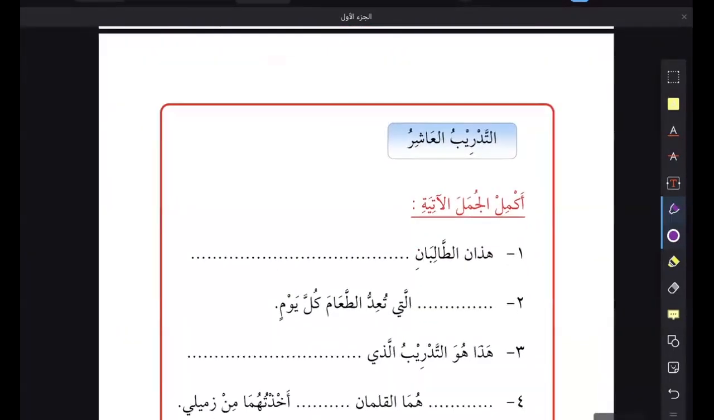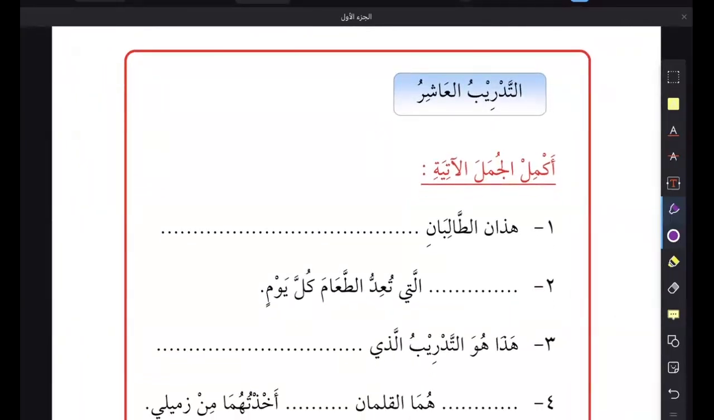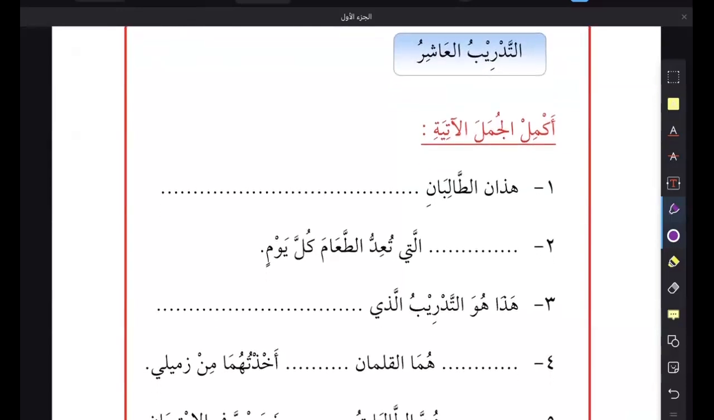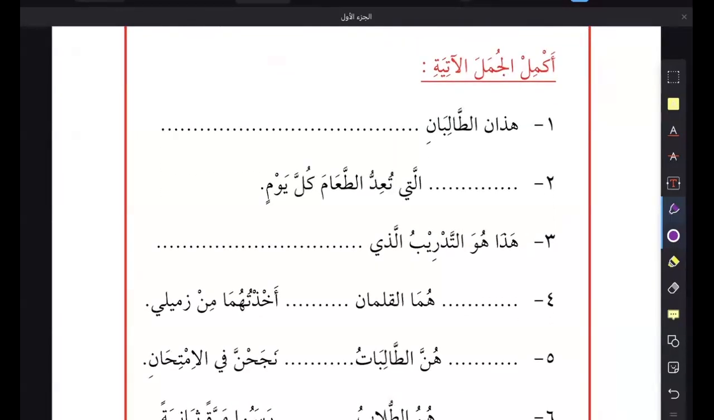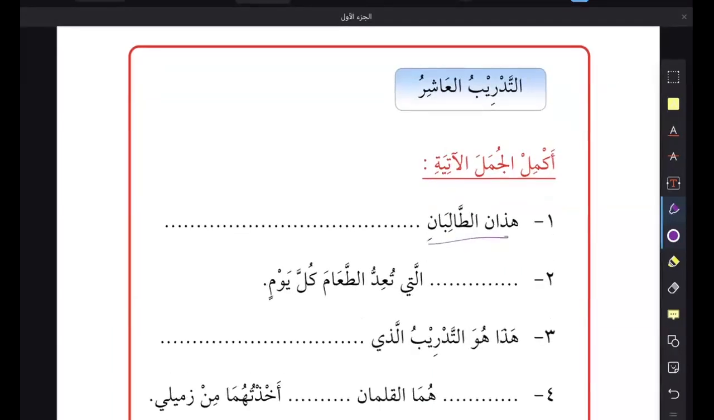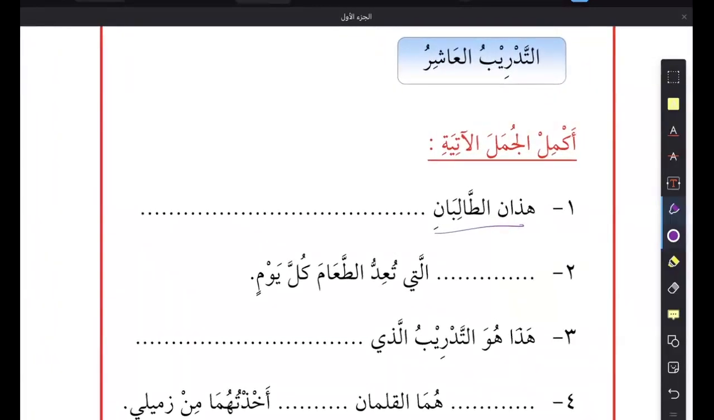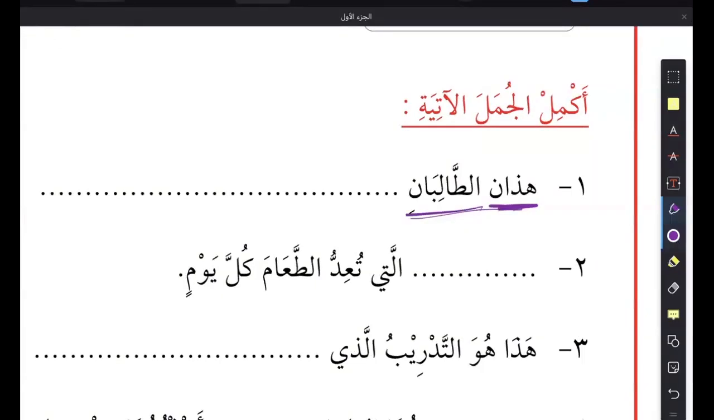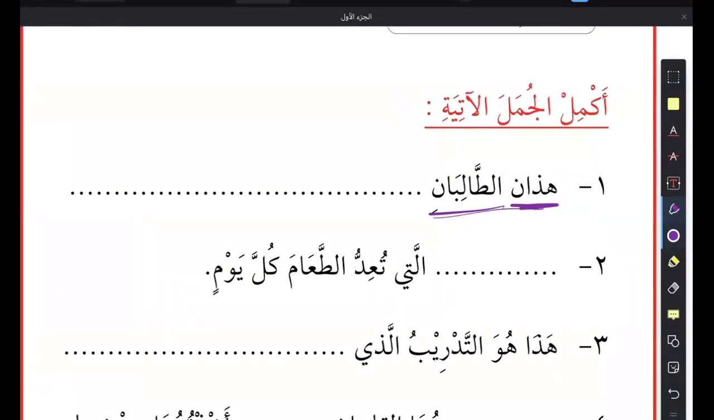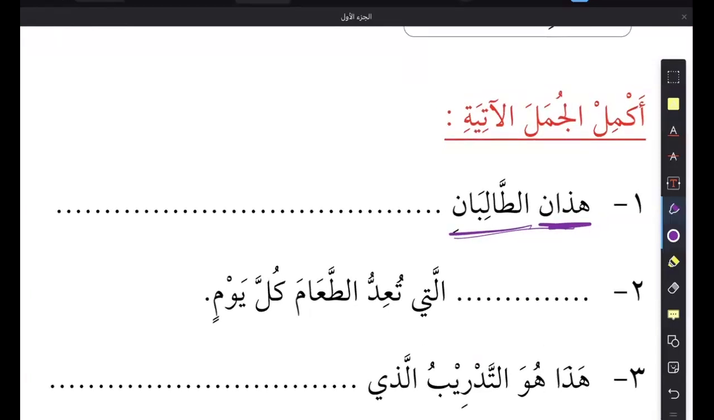Now, then we have at-tadrib al-ashir, the 10th exercise. Akmil al-jumal al-atiya. Complete the following sentences. هذان الطالبان, these two students. You just make something, but the only thing you have to make sure is that it agrees with the mubtada. This is mubtada, this is badal, and then we need a khabar. So you can say these two students are new. So if you say new, can you say jadid?